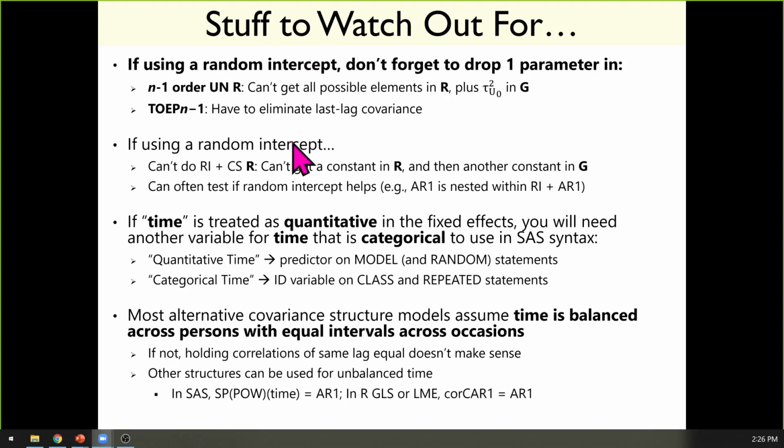You can't have more parameters estimated than you have variances and covariances. So if you fit a random intercept, whatever you have in the R matrix has to at least be missing one term because you've already estimated a random intercept. And SAS will let you know if you ask for something that's impossible. It will return a set of dots and like, nope, no thank you.